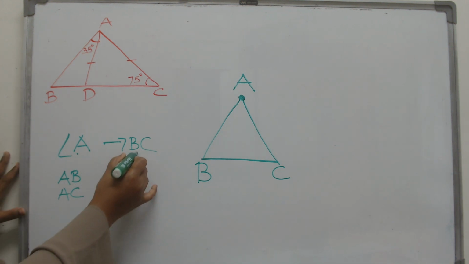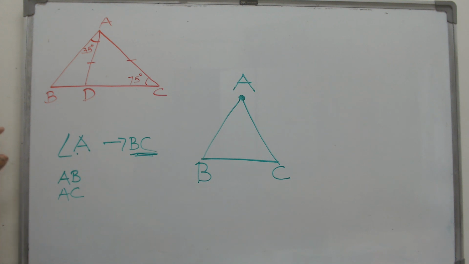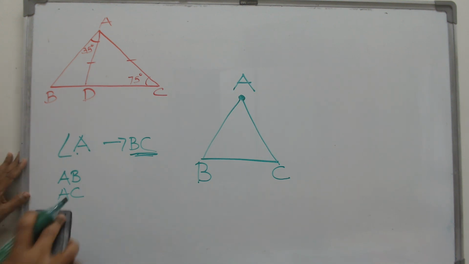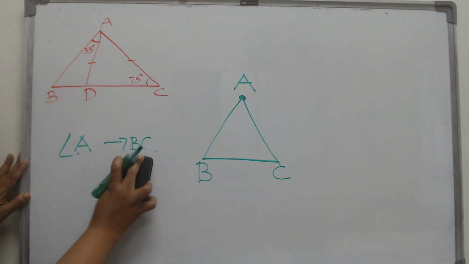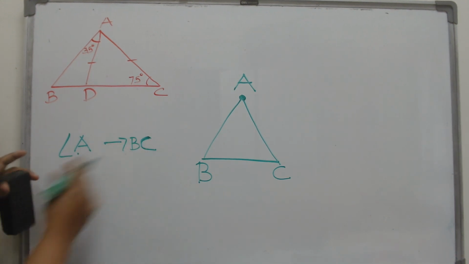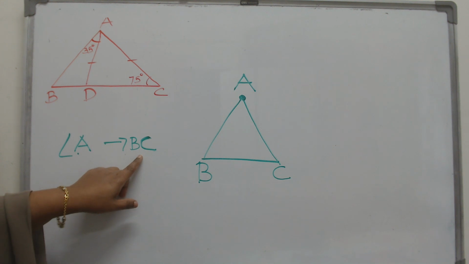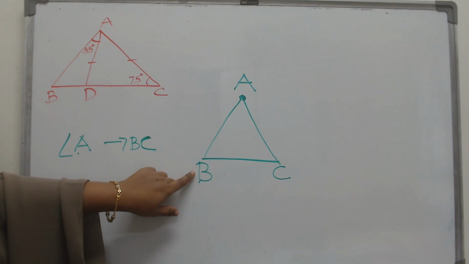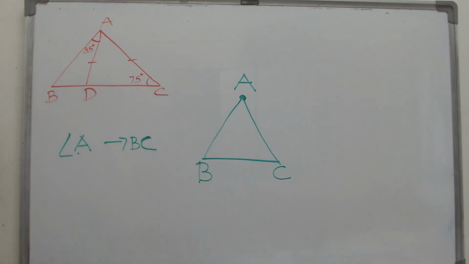What is the opposite side? The one which does not touch A. That will be the opposite side. So you don't even need a figure to understand that. So the measure of A depends on BC. Similarly, the measure of B depends on AC, and so on and so forth.